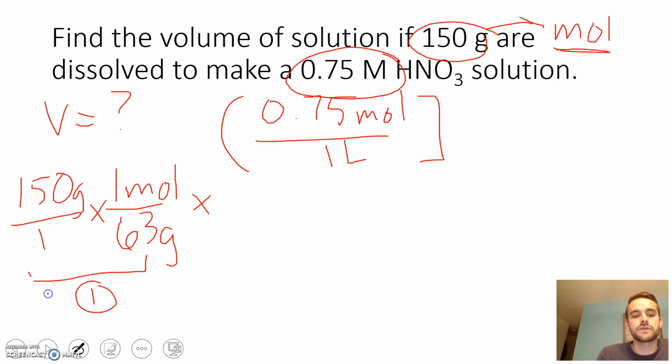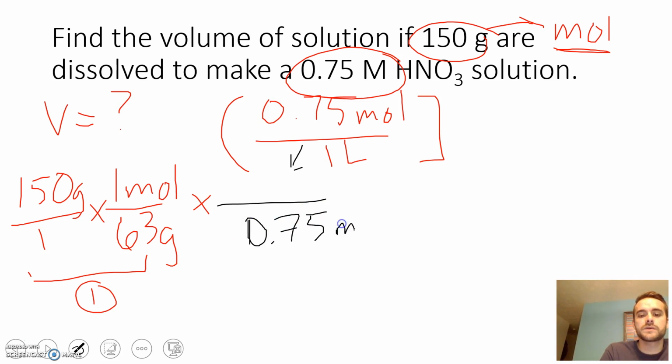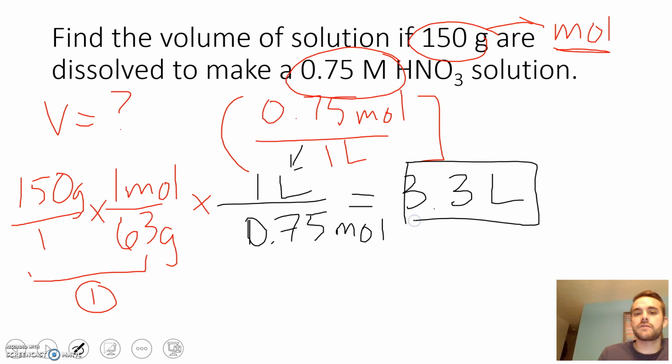And then I'll change colors for you. Okay. I'm going to take my conversion factor and just go ahead and place it right here. This would be the second step of the problem. I'm going to actually have to flip it over, though, because I want moles to cancel, and I want liters to be my final answer. So if I go ahead and do 150 divided by 63 divided by 0.75, that's going to give me 3.3 liters as the final volume of my solution.